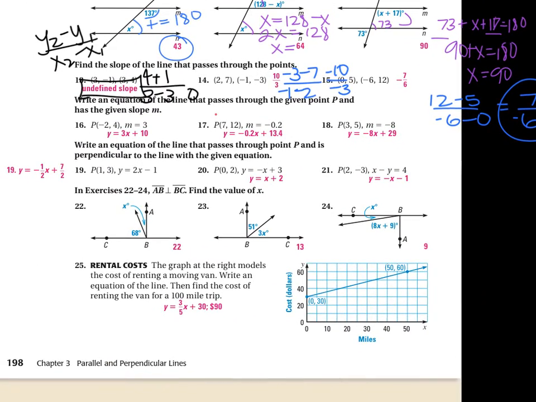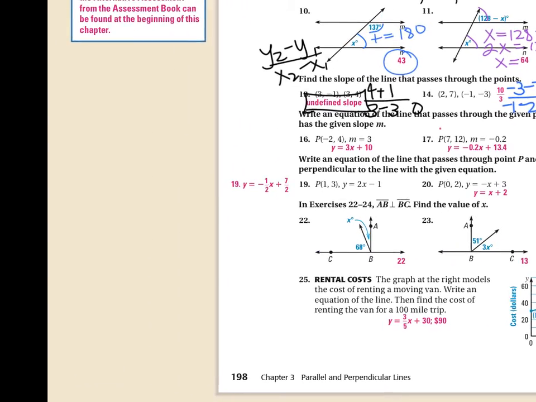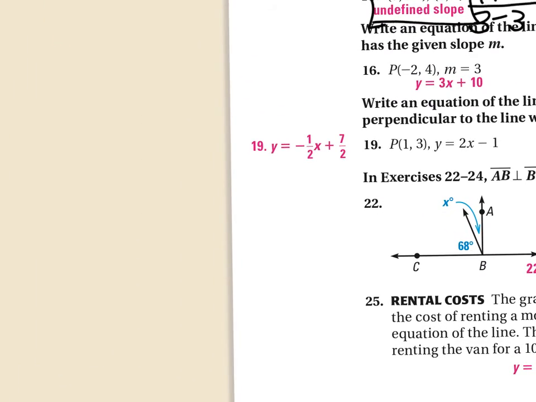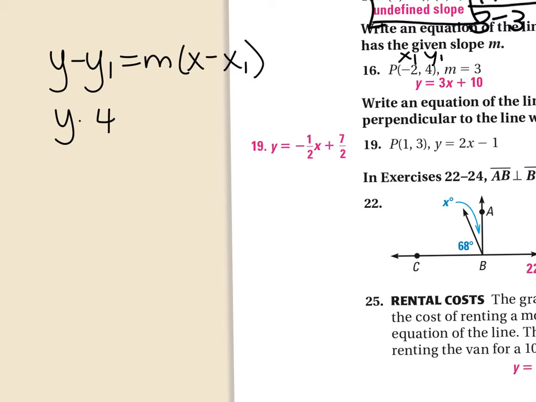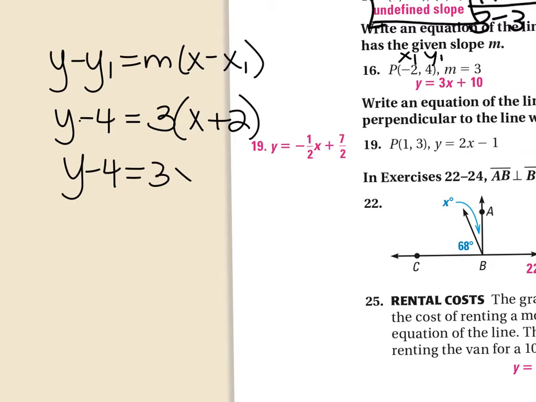16, 17, 18 say to find the equation of a line that passes through the given point and has slope of m. So let's do 16 first. This would be my x1, y1, that's my slope. Y minus y1 equals m times x minus x1. So y minus 4 equals 3 times x minus a -2, which becomes +2. Y minus 4 equals 3x plus 6. Add the 4. 3x plus 10.